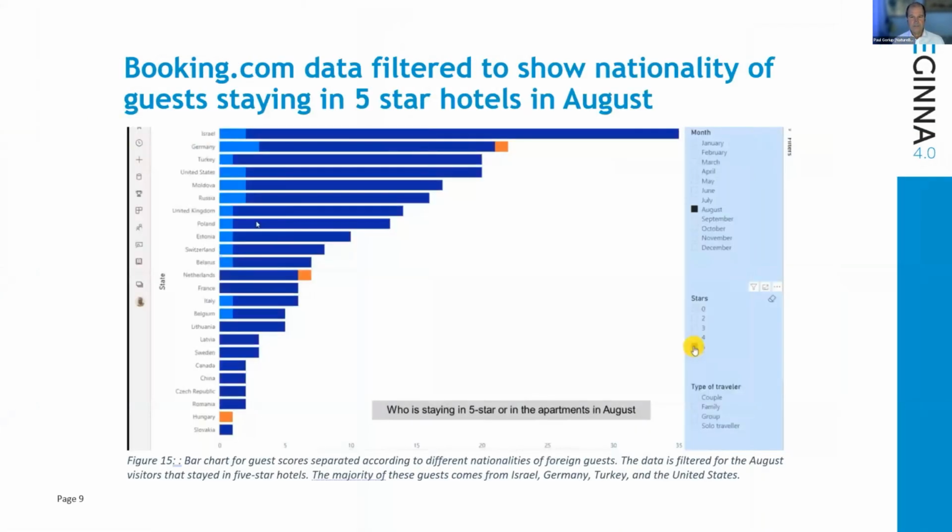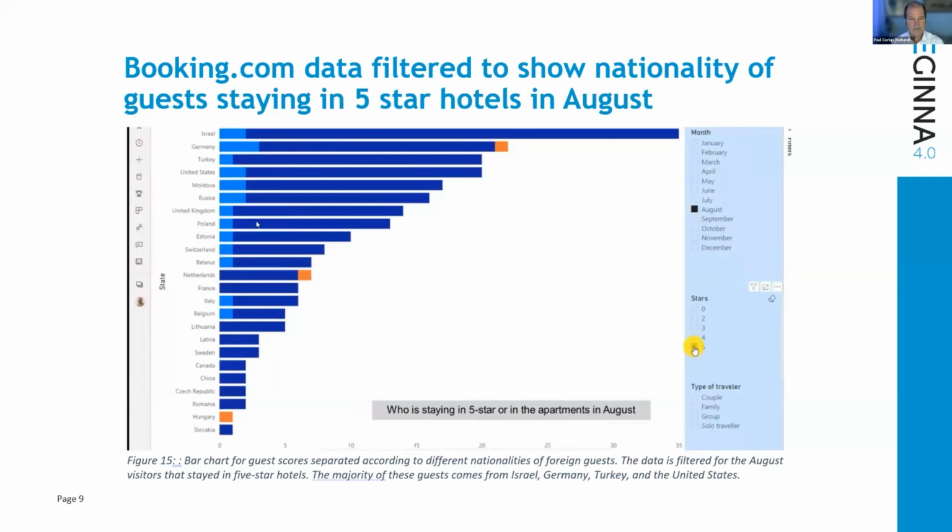If we can also filter the data to show the nationality of the guests that were staying in 5-star hotels in August. Again, all this data was handed to the Odessa City Tourism Department for their further use, and I'm just showing some examples of how they could use it. So taking August and looking at people who stayed in 5-star hotels, we get this nationality chart. As it happens, people coming from Israel topped it.